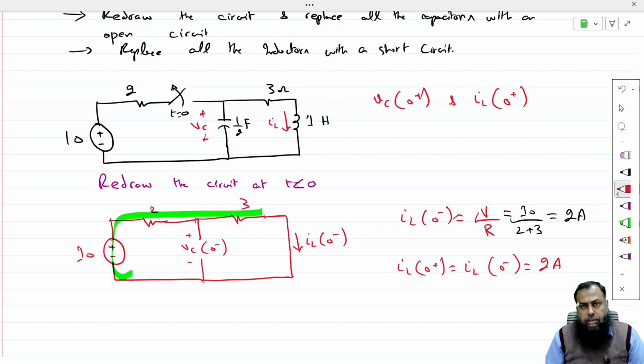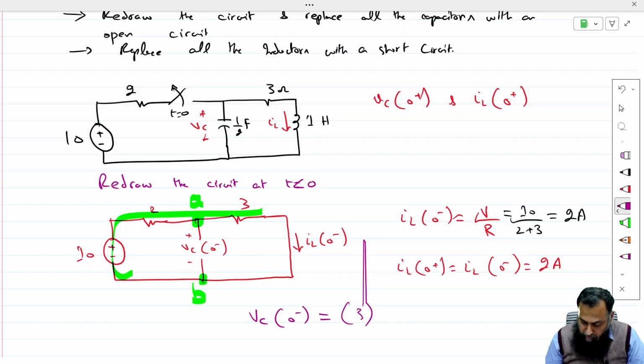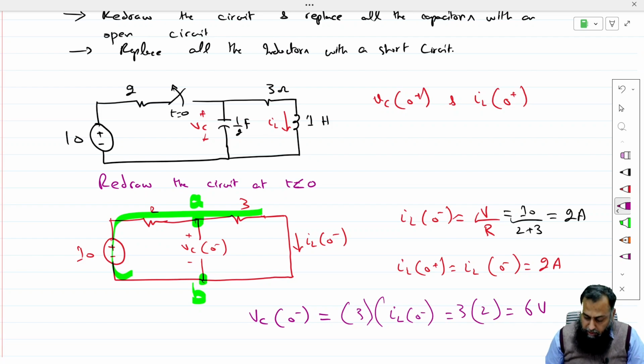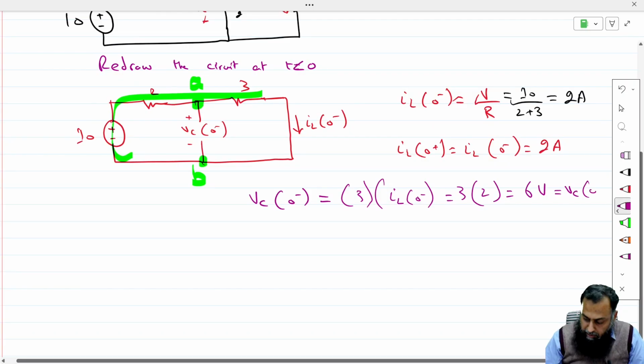As far as the voltage across the capacitor is concerned, we do notice that this capacitor has this node A and this node B common with the 3 ohm resistance, and therefore the voltage across the 3 ohm resistance is the voltage across the capacitor. Therefore I can say that Vc0 negative equals the voltage across this 3 ohm resistance, and that is equal to 3 into IL0 negative, which is 3 into 2, equal to 6 volt, and that is the voltage Vc0 plus here.